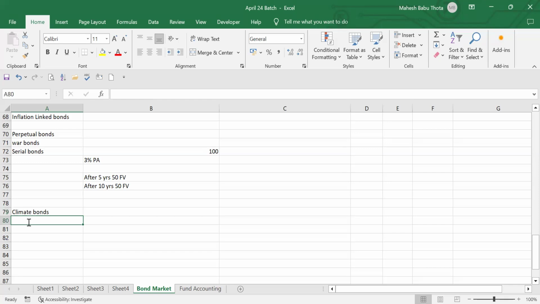And we have corporate bonds. It's a straight normal corporate bond only. Like if companies are issuing this bond, we call it a corporate bond, not a government bond. Corporate means issued by the companies.